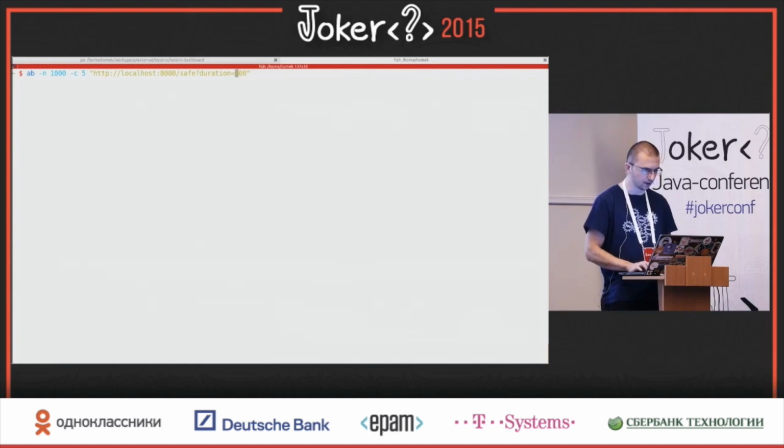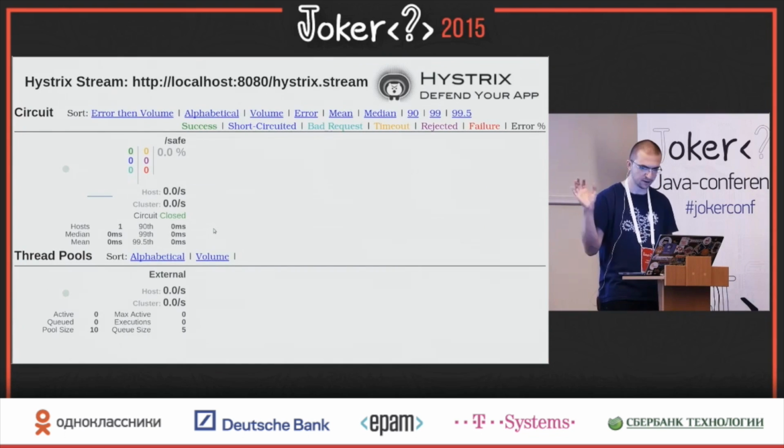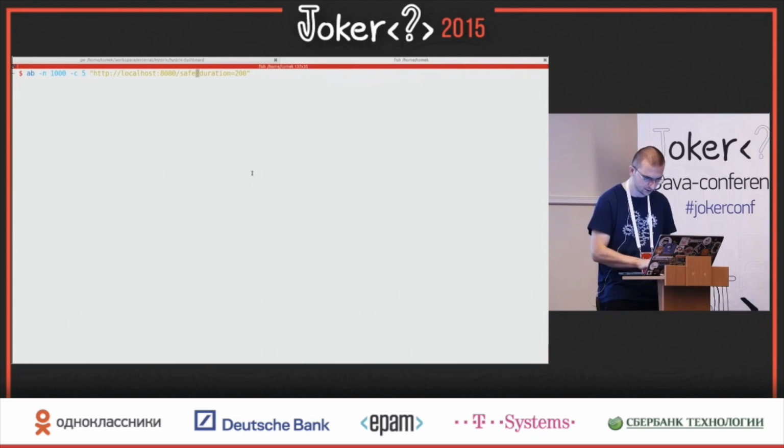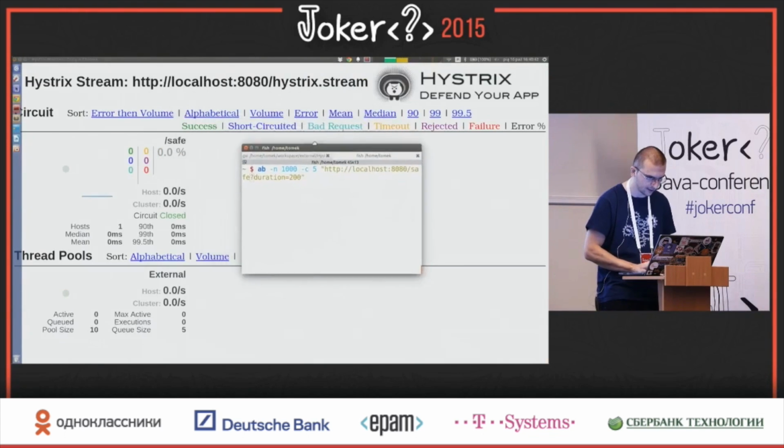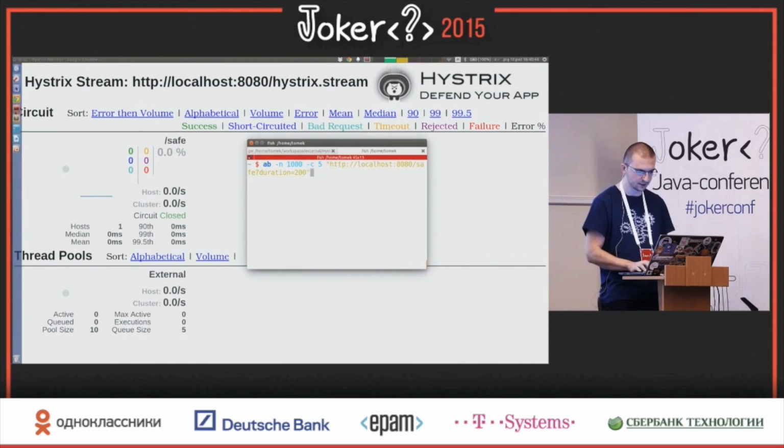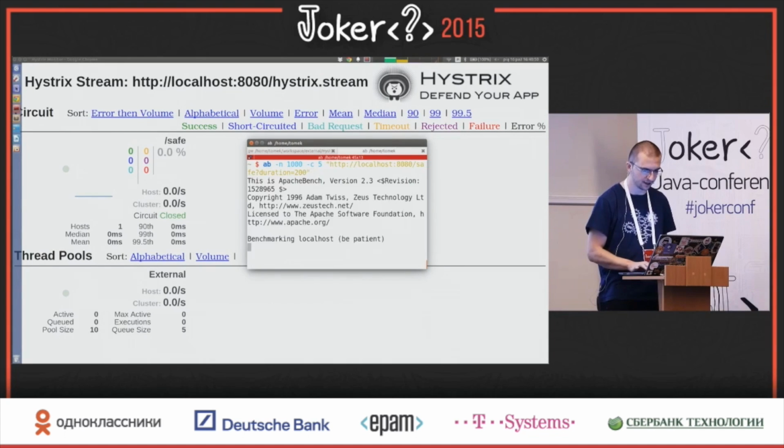So, okay, running /safe with a duration of 200 milliseconds. And /safe is one of our endpoints that is guarded by Hystrix. So nothing happens here at the moment. Can I actually show you two windows? Would it be cool? Okay, so I'm going to start the simulation. I'm just going to press enter at some point, and I want you to look at the dashboard in the background, and you will see how it behaves when I start the benchmark.